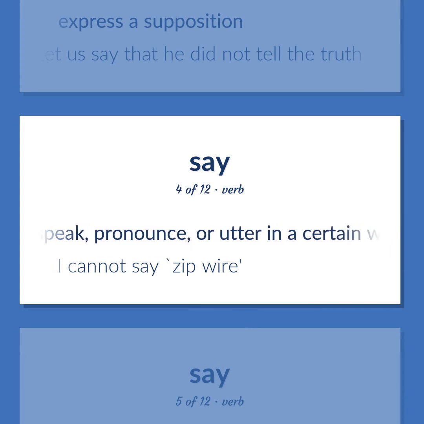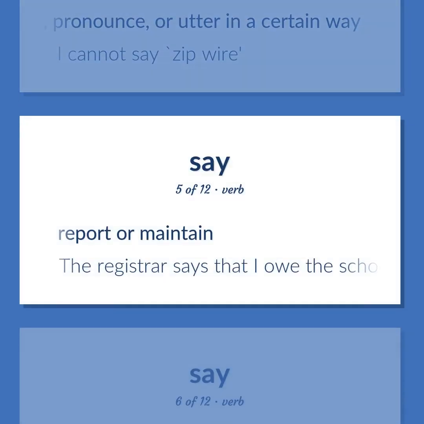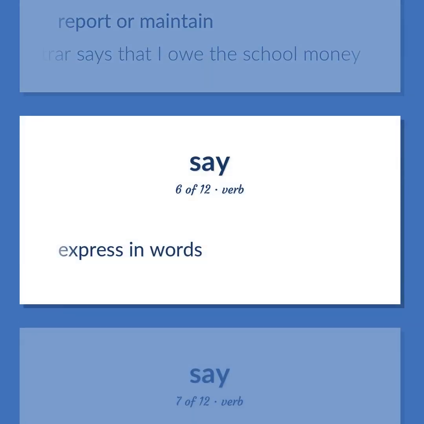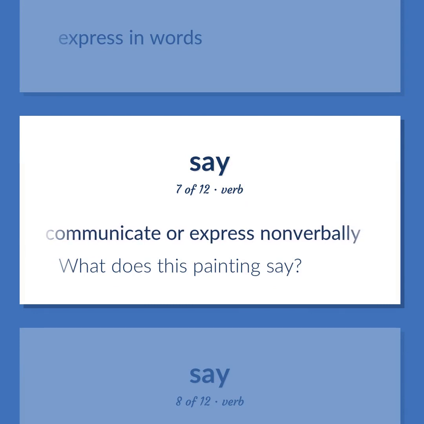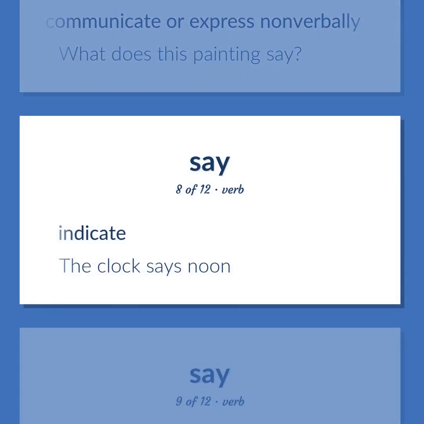Speak, pronounce, or utter in a certain way. I cannot say, zip wire. Report or maintain. The registrar says that I owe the school money. Express in words. Communicate or express nonverbally. What does this painting say? Indicate. The clock says noon.